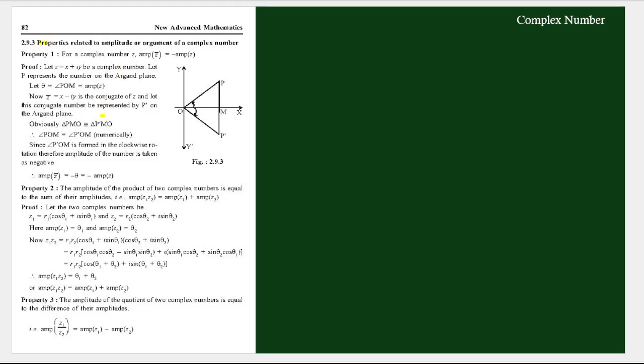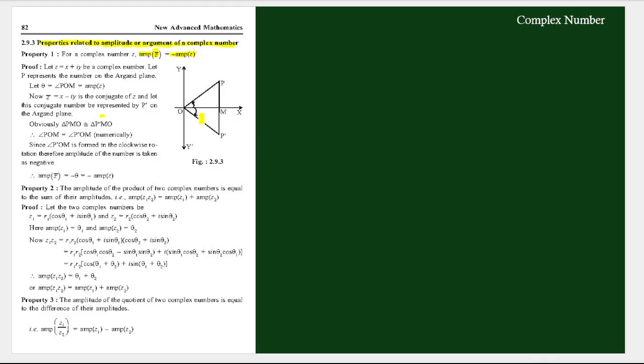So what is our property 1? The property is related to the amplitude or argument of a complex number. For a complex number z, the amplitude of z conjugate will be equal to minus the amplitude of z, the negative of the amplitude of z.